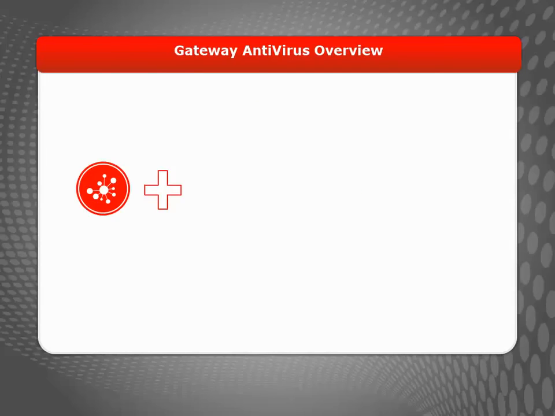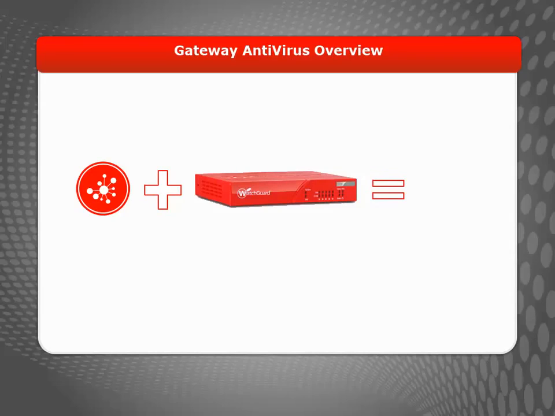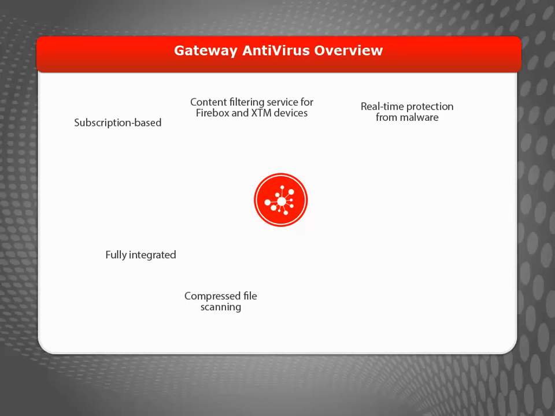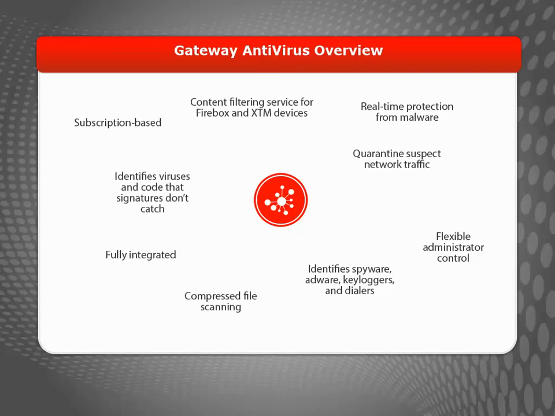Gateway Antivirus, or Gateway AV, is a fully integrated security subscription for WatchGuard Firebox and XTM devices that can help you protect your network from these types of attacks. Gateway AV works in tandem with your Firebox or XTM device to provide real-time protection against viruses, trojans, worms, spyware, and rogueware. Gateway AV scans traffic on all major protocols using continually updated signatures to detect and block all types of malware. Because Gateway AV is integrated with your Firebox or XTM device, you have an easy-to-manage, cost-effective solution without additional hardware to purchase and maintain.